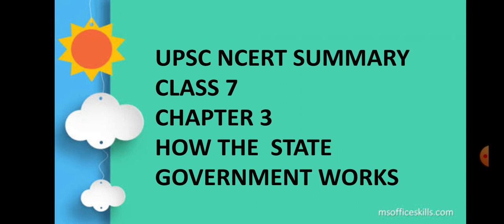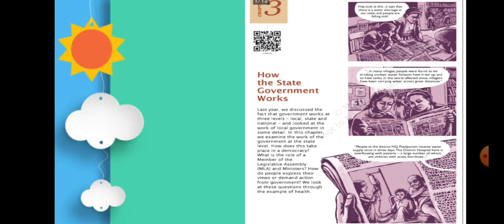So here we are going to study chapter 3 of class 7, how the state governments work. In this chapter we will study about the MLAs, ministers, and chief ministers, and how people express their views or demand actions from the government. You know about the MLA, the Member of Legislative Assembly. What is the role of an MLA? We will look into that and study a lot about it.